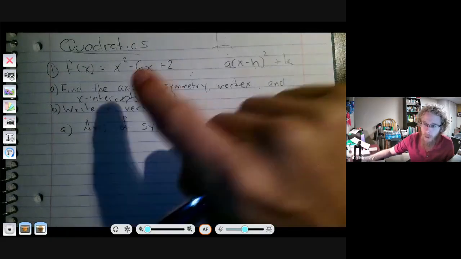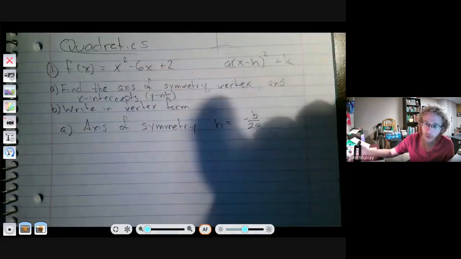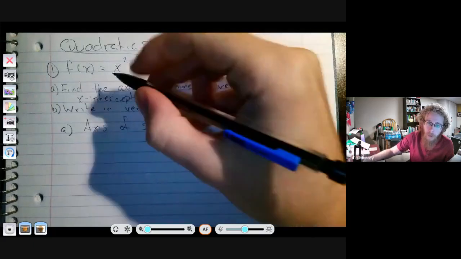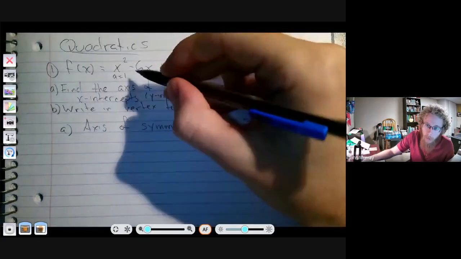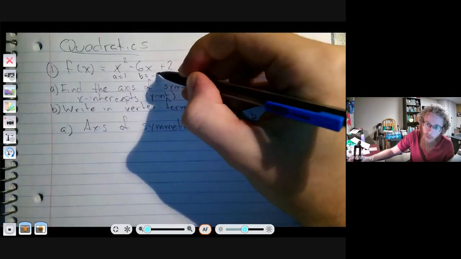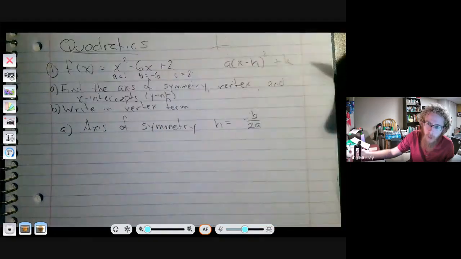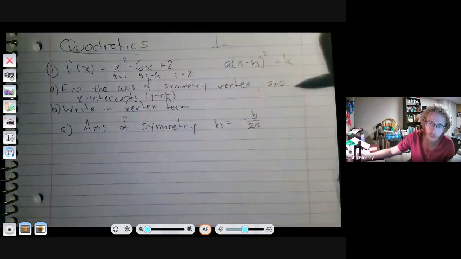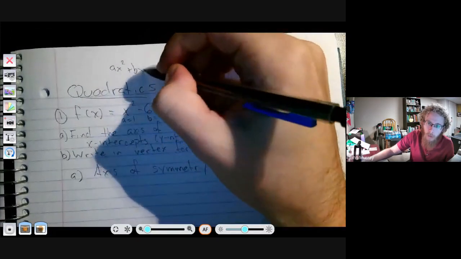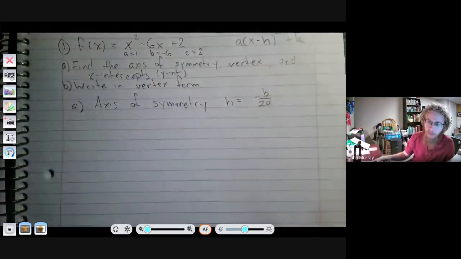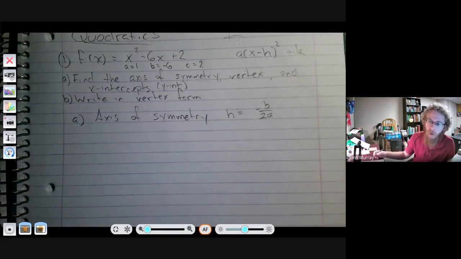Okay? So usually what I like to do is I like to write down my coefficients, right? So here, because there's nothing in front of the x squared, my a is 1. My b term is the middle term. That's going to be negative 6. And we usually don't need it, but I'm just going to write that c is equal to 2, right? If we had our other form, ax squared plus bx plus c. For the axis of symmetry, we just need negative b over 2a.